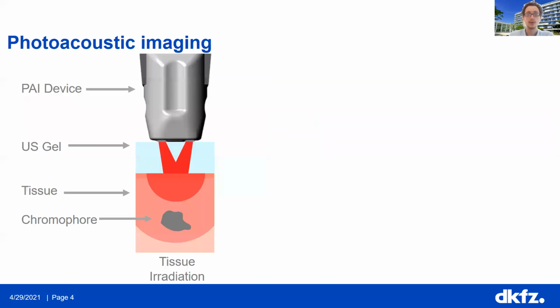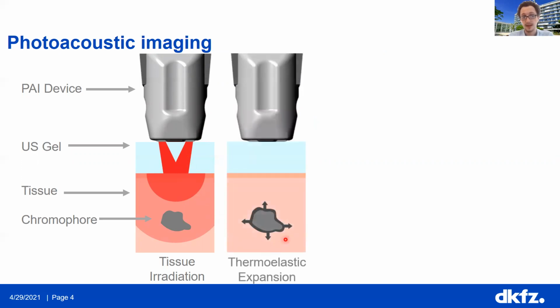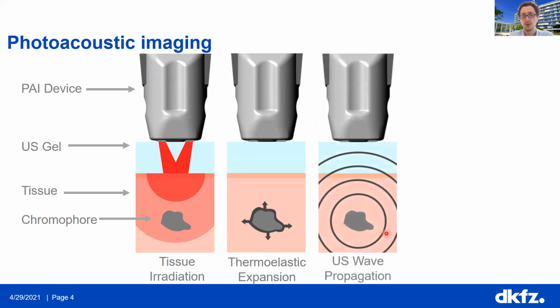But first of all, I want to explain to you how photoacoustic imaging works. In photoacoustics, we irradiate tissue with short pulsed near-infrared laser light. This light then gets absorbed by so-called chromophores. They thermoelastically expand, which leads to an ultrasound wave, which we can detect with a commercial ultrasound system. So with this light in and sound out approach, we can make functional imaging of parameters like blood oxygenation.